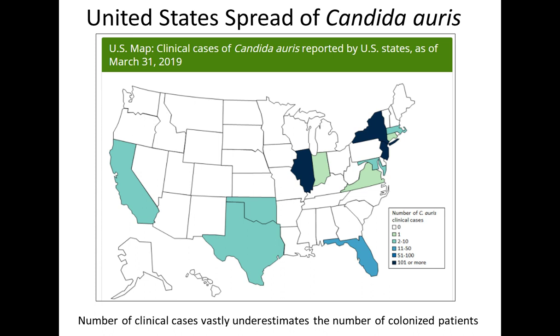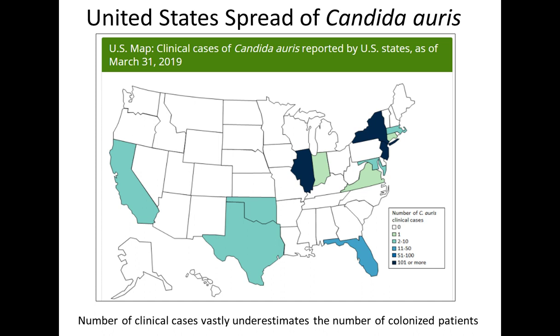I want to take a deeper dive then into infections in the United States. And so this is a U.S. map of clinical cases of Candida auris reported by U.S. states as of March 31st, 2019. And so you can see there have been 3 states that have reported 100 or more Candida auris clinical cases. This includes New York, New Jersey, and Chicago. There's a state that has between 11 to 50 infections. This includes Florida. And then moving on down, California, Texas, Oklahoma have seen between 2 and 10 clinical cases. And then other states like Indiana and other states have shown other lower levels of infection.